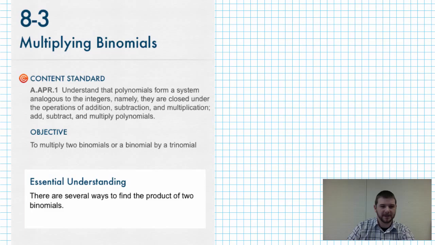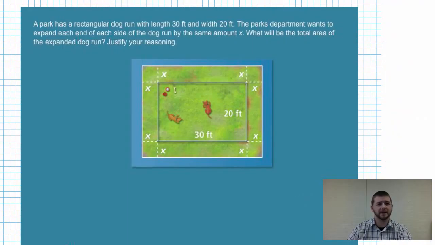An essential thing to understand here: there are several ways to find the product of two binomials, so multiple paths to the same solution. Let's consider this problem to get us started. A park has a rectangular dog run with a length of 30 feet and a width of 20 feet. The Parks Department wants to expand each end of each side of the dog run by the same amount, x. What will be the total area of the expanded dog run? Justify your reasoning.